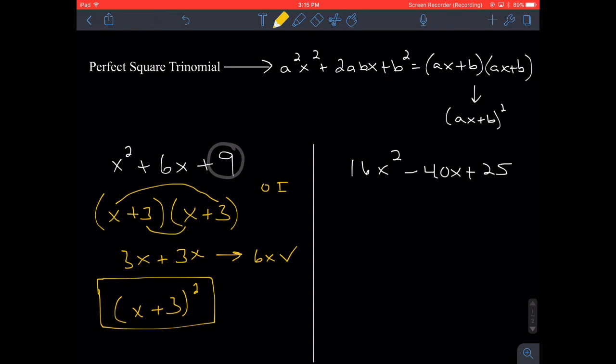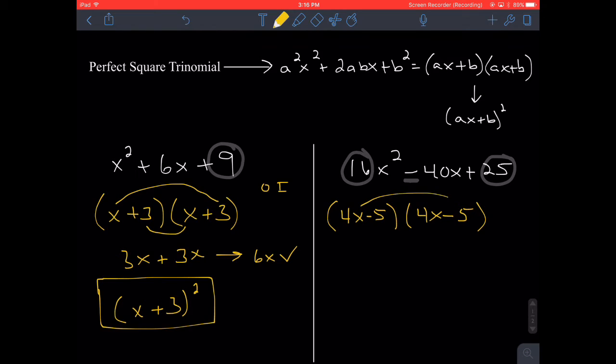Our final example is 16x squared minus 40x plus 25. Notice once more how our example is bookended by two perfect squares with the 16 and the 25. So to start my solution, I'm going to write down 4x and 4x in both of my parentheses. I would love to put plus 5 and plus 5, but notice how my b value is negative and my c is positive, so I'm going to put two minuses. I will do minus 5 and minus 5.